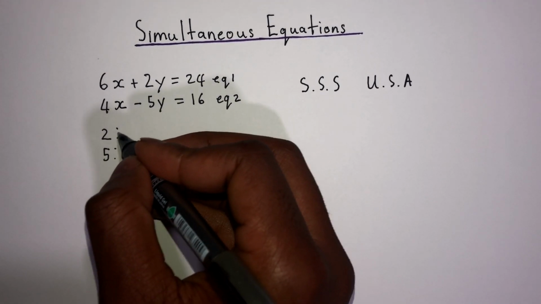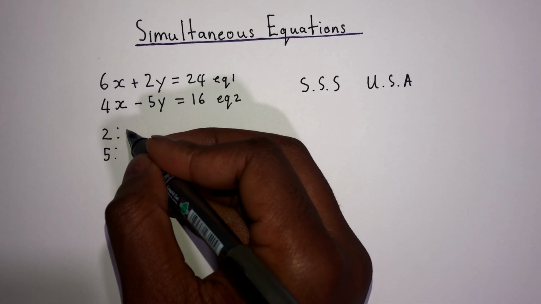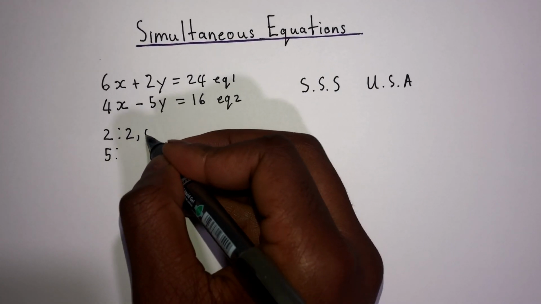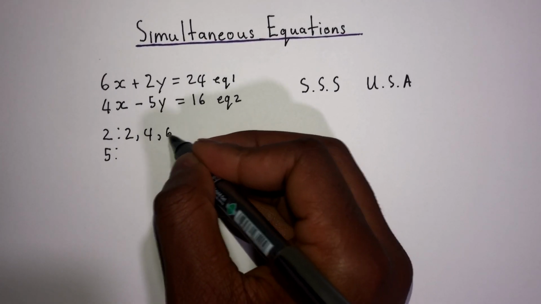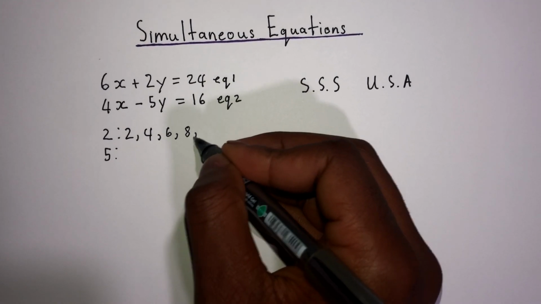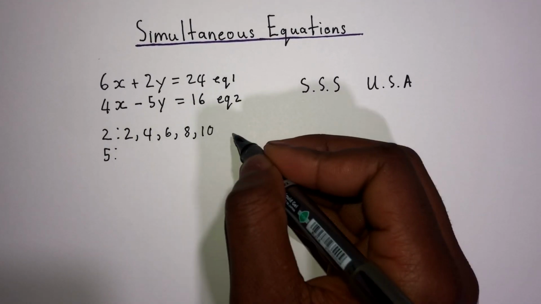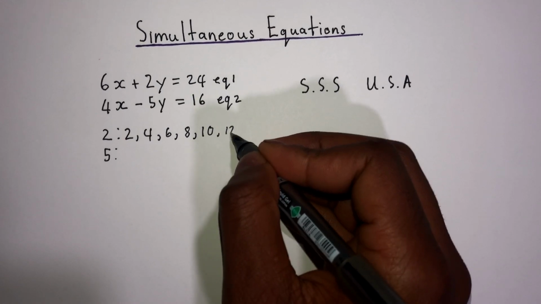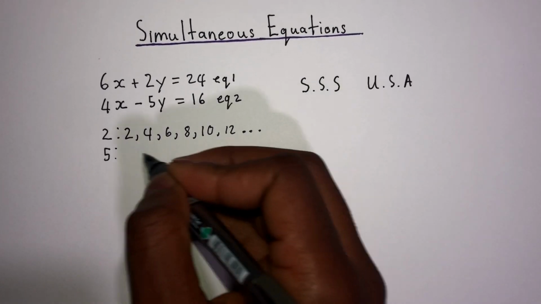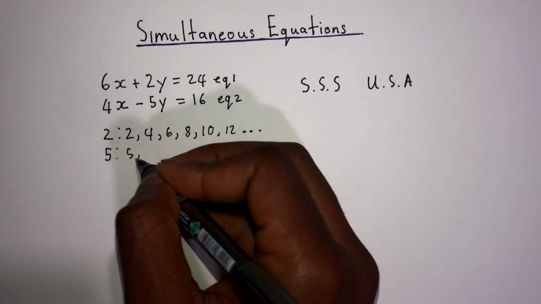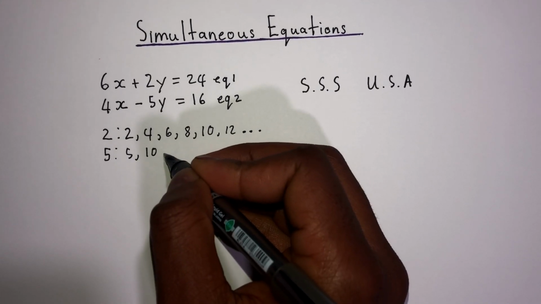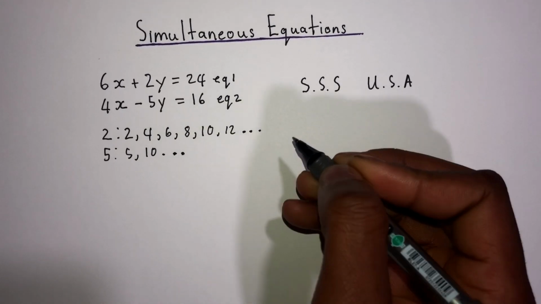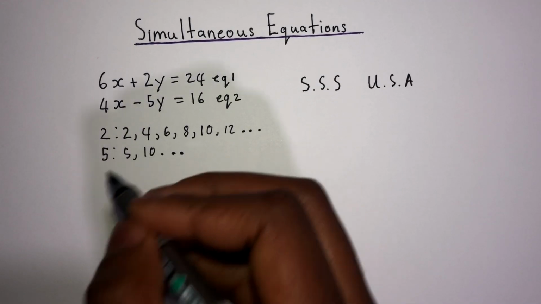So let's find the LCM. 2 ones are 2, 2 twos are 4, 2 threes are 6, 2 fours are 8, 2 fives are 10, 2 sixes are 12, and it goes on forever. 5 ones are 5, 5 twos are 10, and it goes on forever. So our LCM is 10.